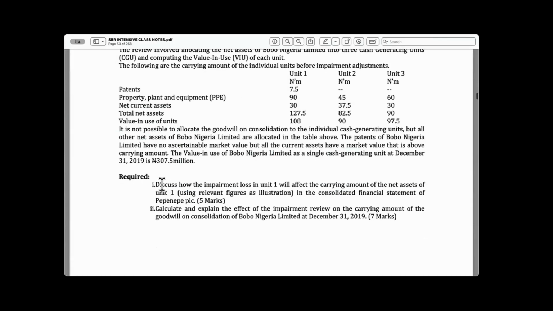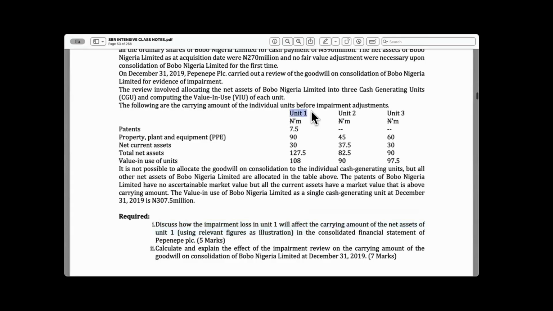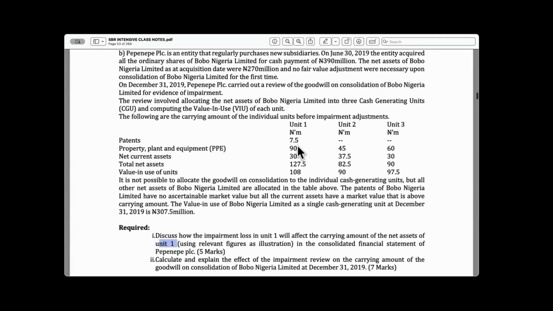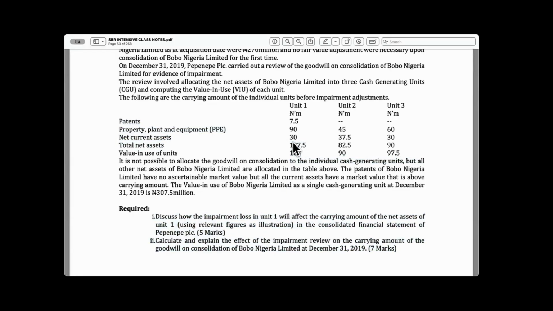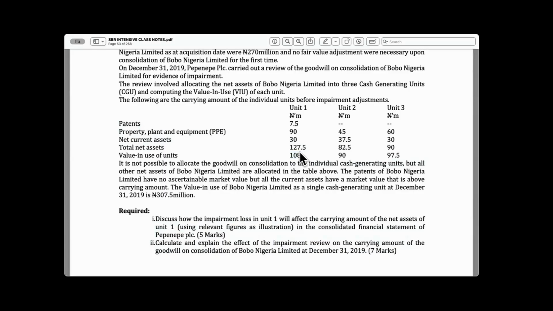So basically, they want us to discuss how impairment loss in CGU 1 will affect the net assets of unit 1, just unit 1, in the consolidated account. So you will see that in unit 1, I was given the total carrying amount as 127.5. I was given the value in use as 108.